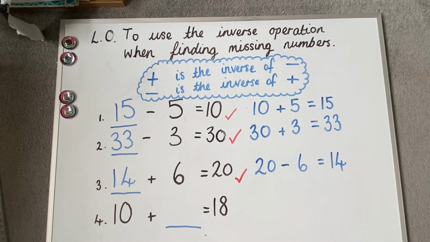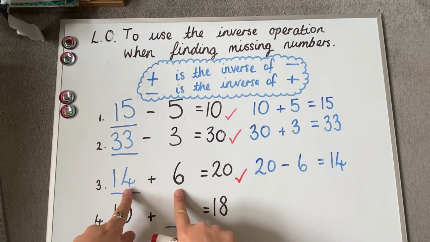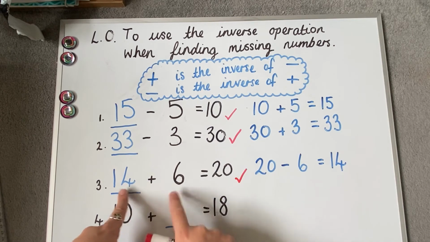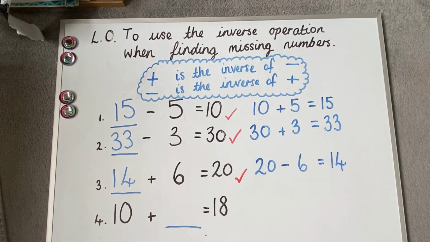Lots of you probably thought about 4 and 6 being a number bond to 10 and then adding on your other 10 to give you 20. Lots of different ways that we can add up in our heads.